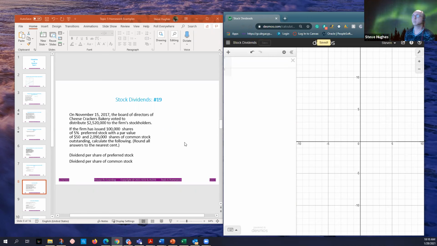All right, so on November 15, 2017, the Board of Directors of Cheese Crackers Bakery voted to distribute $2,520,000 to the firm's stockholders, dollars, not shares. If the firm has issued 100,000 shares of 5% preferred stock with a par value of $50 and 2,090,000 shares of common stock outstanding, calculate the values. Round all answers to the nearest cent. So I want to calculate the dividends per share of preferred stock.